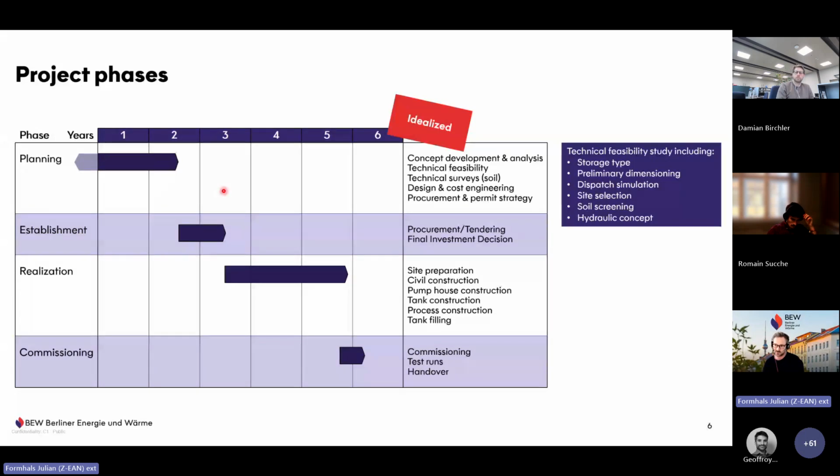technologies to see how the storage performs under different conditions. Then, which was quite important as well, if you have such a large storage, some soil screening to look at whether the soil is suitable for building a large storage onto it and what measures are needed, and then a hydraulic concept to see how the storage can be tied into our district heating system, because there are different points where you can connect them.